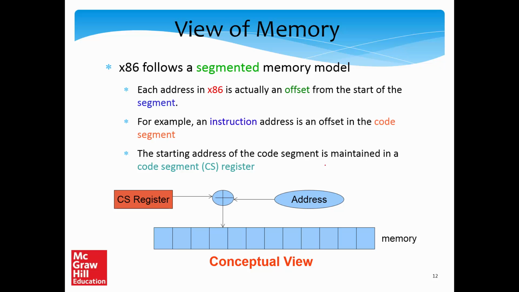So the view of memory is also not very easy. ARM and SimpleRISC viewed memory as an infinite array of bytes, right? So basically the memory's first location was at location 0, next at location 1 and so on. The x86 memory model is slightly different. It is a von Neumann model, no doubt. So the instruction and data are saved in the same memory, but it is what is called a segmented memory model. The idea is that each address in x86 is actually an offset from the start of a segment.